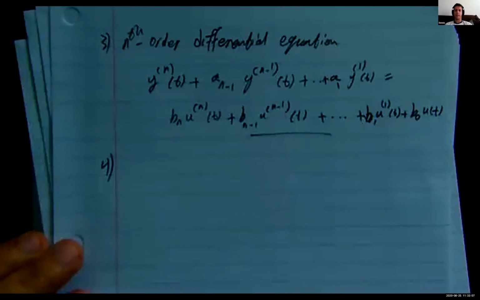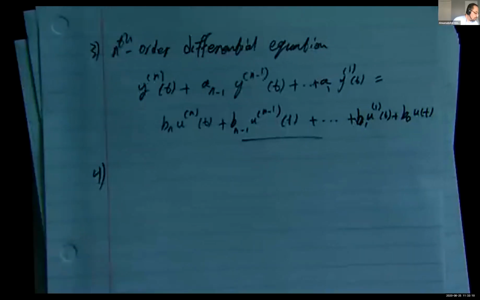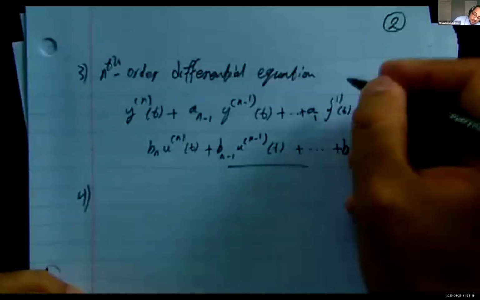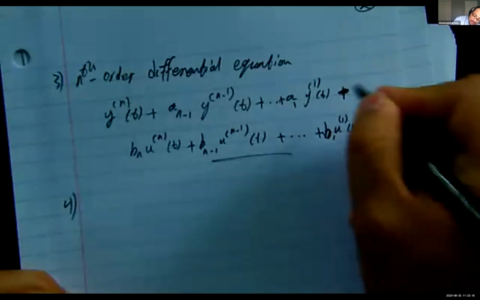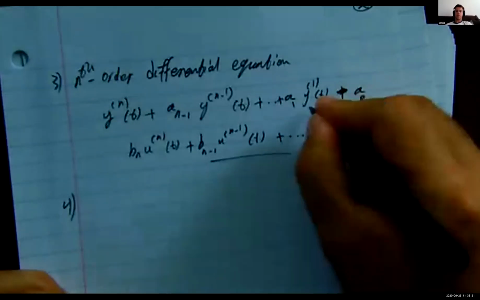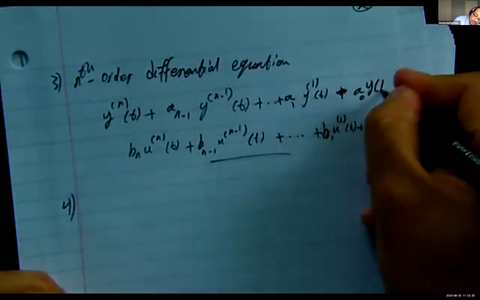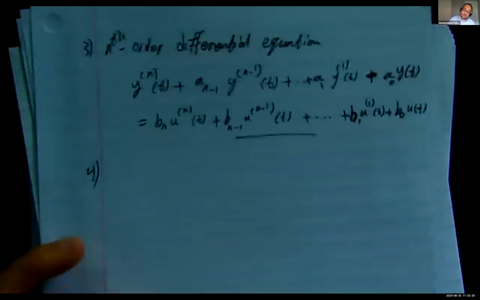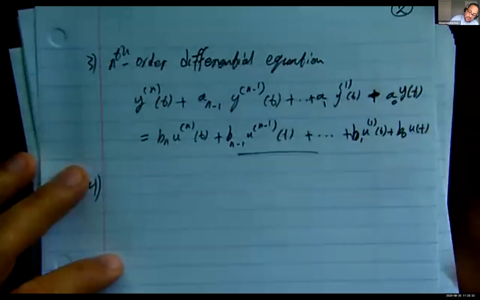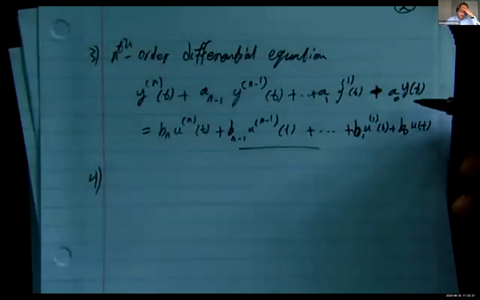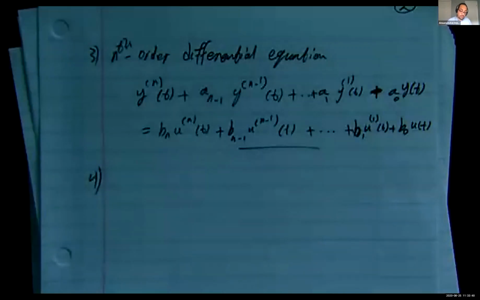Quick question: does that equation include either a constant term or a y0 term? No, it does not include that. Oh, you mean here? Oh, I'm sorry. Yeah, that's true, thank you very much. So there is a constant term here, a0 y of t. So this is plus. Yes, of course. So this is a general form of nth order differential equation.